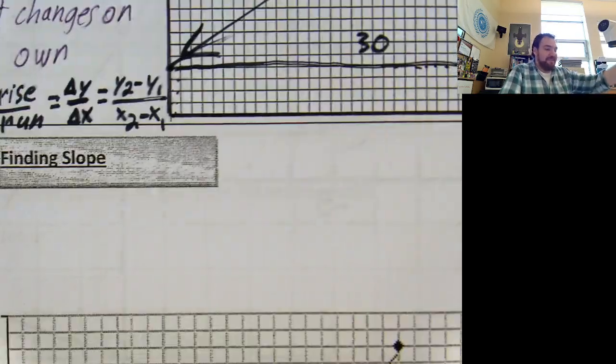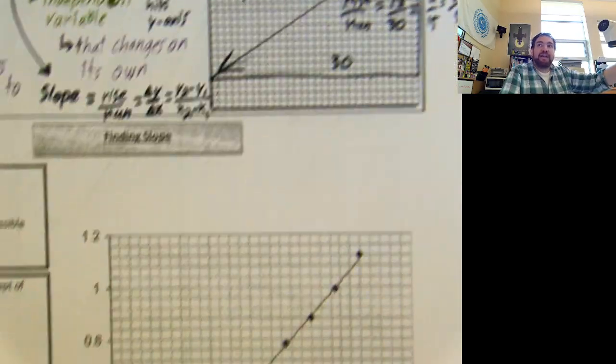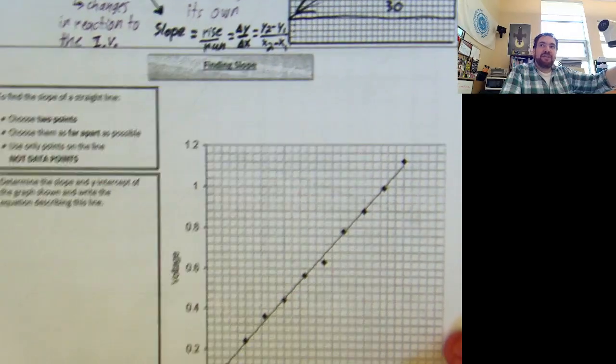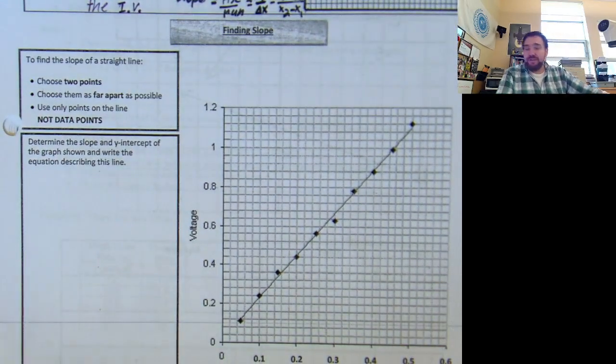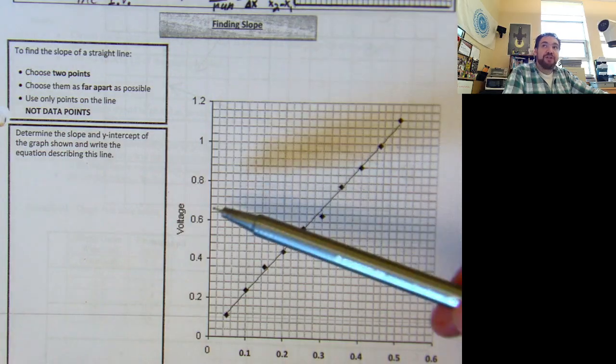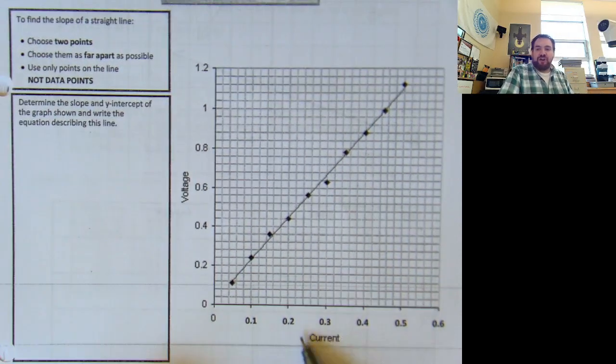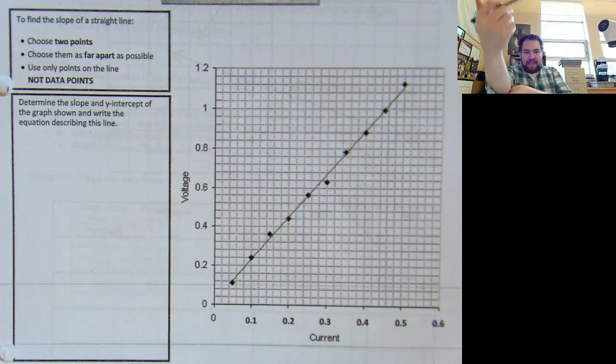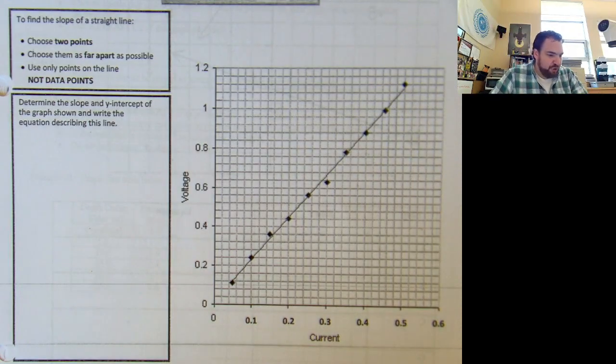So let's look at something that you're probably going to find more likely occurring in this course. Here's a graph. We have voltage on this side. We've got current down here at the bottom. And we want to find the slope of this. So what's interesting about those dots? Take a look at the graph. Technically speaking, it's non-linear.